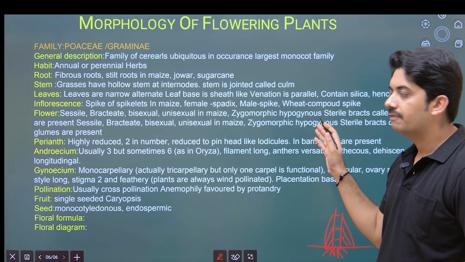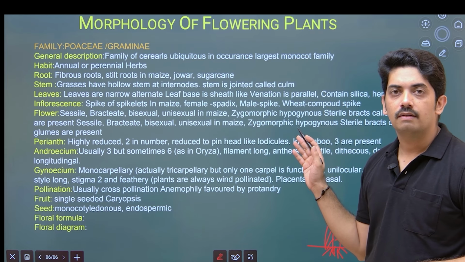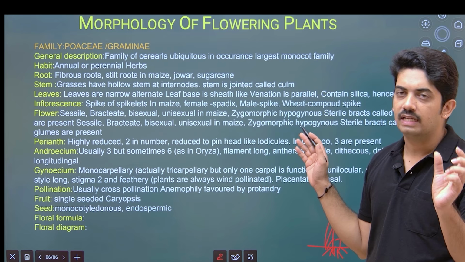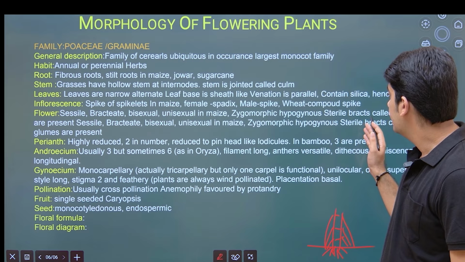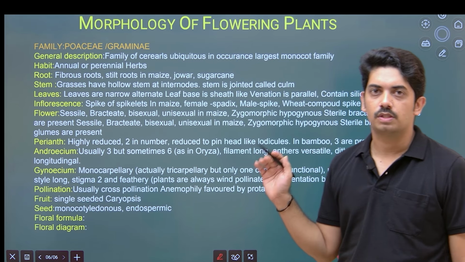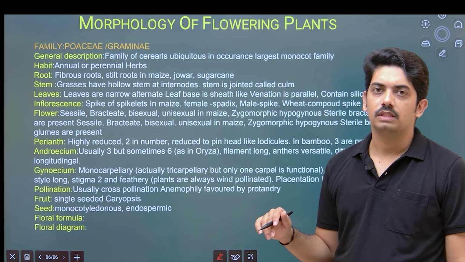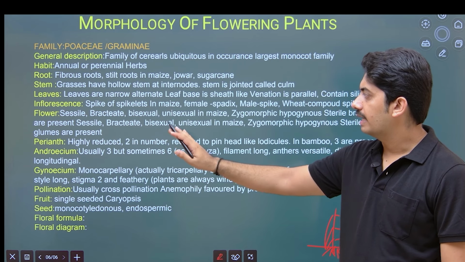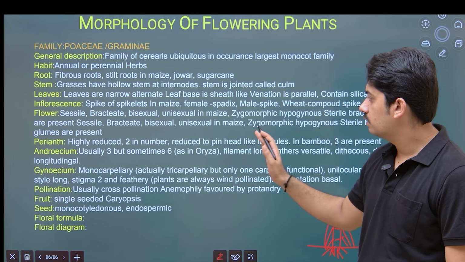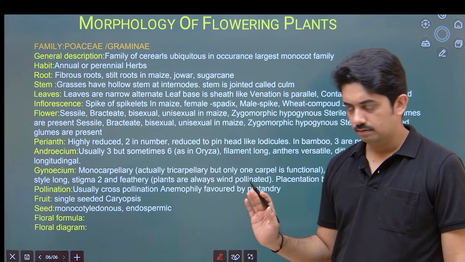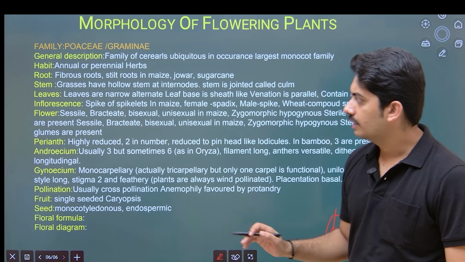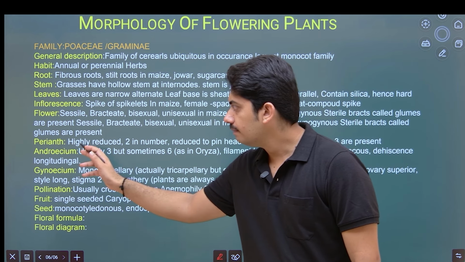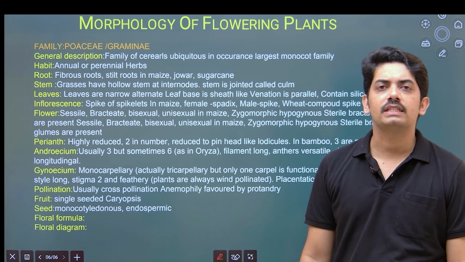Zygomorphic flowers, that means you can cut the flower in only one plane, you will get equal halves. Then sterile bracts called glumes. Later I will show these glumes in the figure. Then they are present sessile, bracteate, bisexual, unisexual in maize. So these are the characters. Now this is very important. Perianth. What is perianth actually?